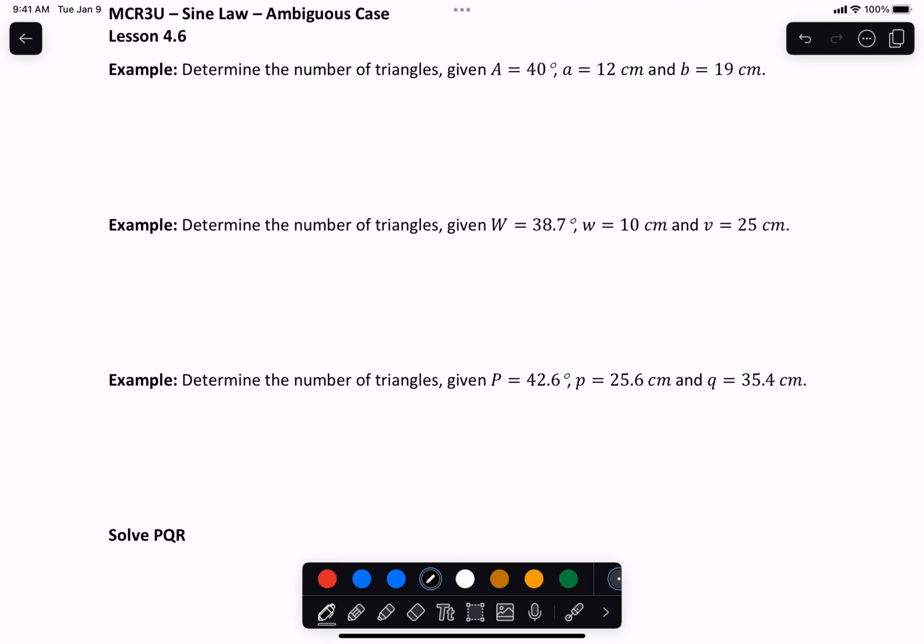So we're going to try and determine the number of triangles that can be created given the information that we've been given in the question. So angle A is what kind of angle? It's acute. So let's draw ourselves a little acute triangle.